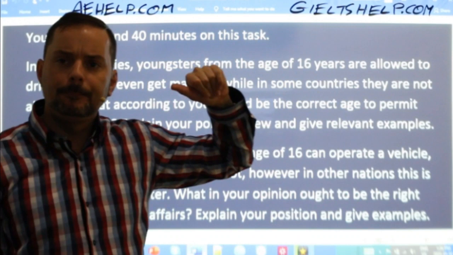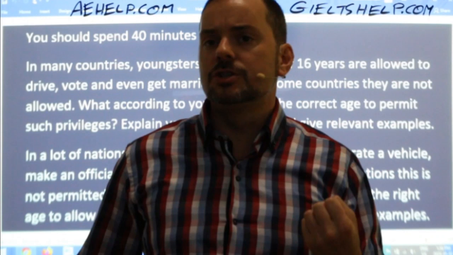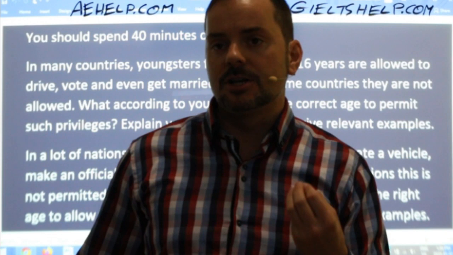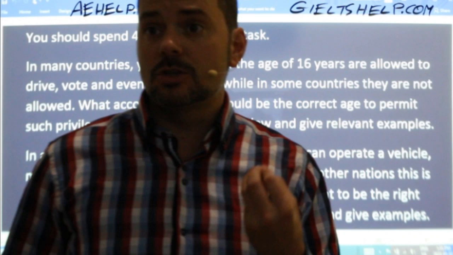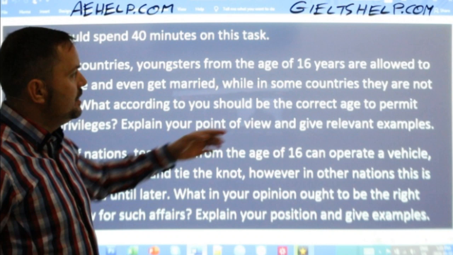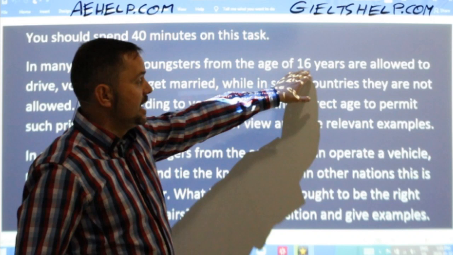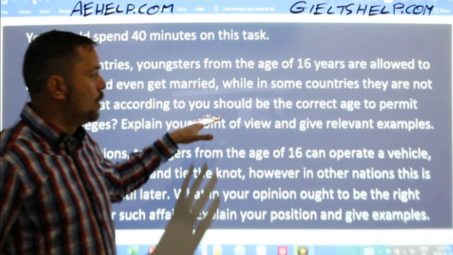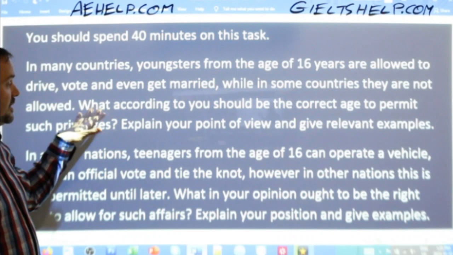Again, to get those high band scores, you really have to be effective to answer the question as accurately as possible. And this is part of that task completion accuracy score, which is arguably the biggest score of your essay. So rather than arguing about what 16-year-olds can and cannot do, you should argue more of your essay around what's the correct age and why, because that's what the essay is actually asking. That's the question part of it. What, according to you, should be the correct age to permit such privileges?